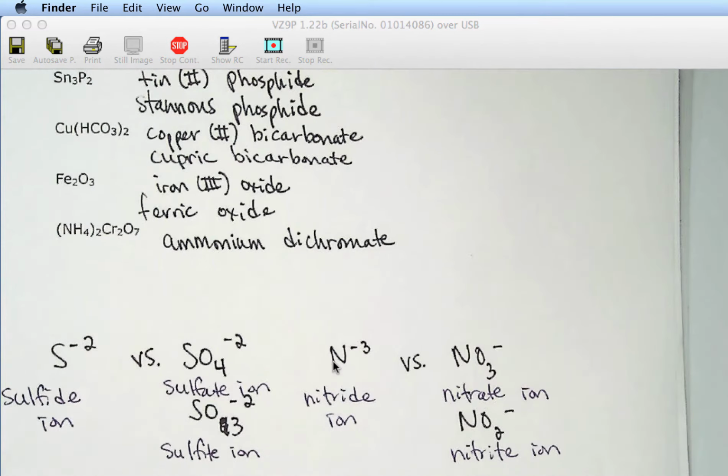Is there any way, if you were on the test, to remember whether it's a minus 1 or a minus 2? It just depends on the particular polyatomic ion. Like nitrate is NO3 minus, sulfate is SO4 minus 2. So polyatomic ions are hard, and you're going to spend a lot of time memorizing them. So just get that in your head.